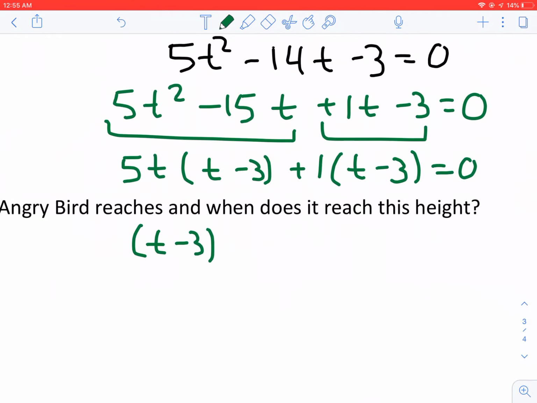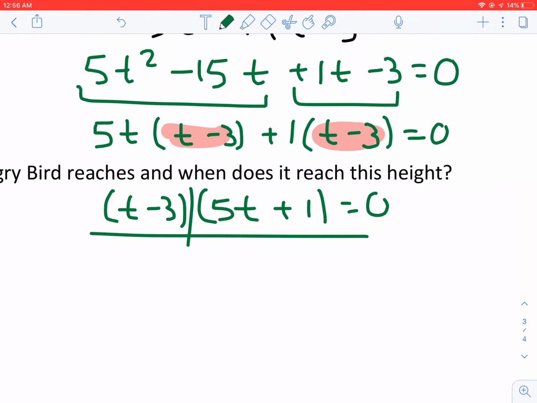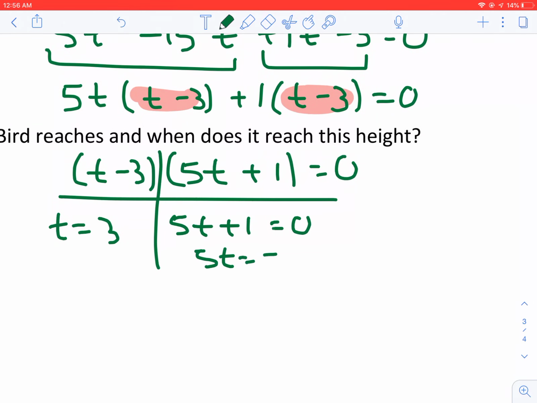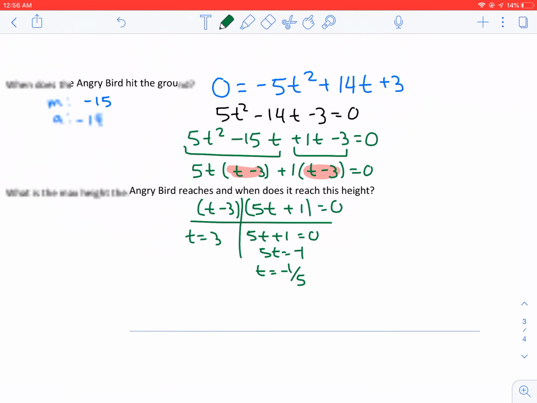We have t minus 3 in both sets of parentheses. We can take that out as a GCF. We have 5t plus 1 left over. Bam. Set t minus 3 to 0, and t equals 3. Then 5t plus 1 equals 0, so 5t equals negative 1, and t equals negative a fifth.